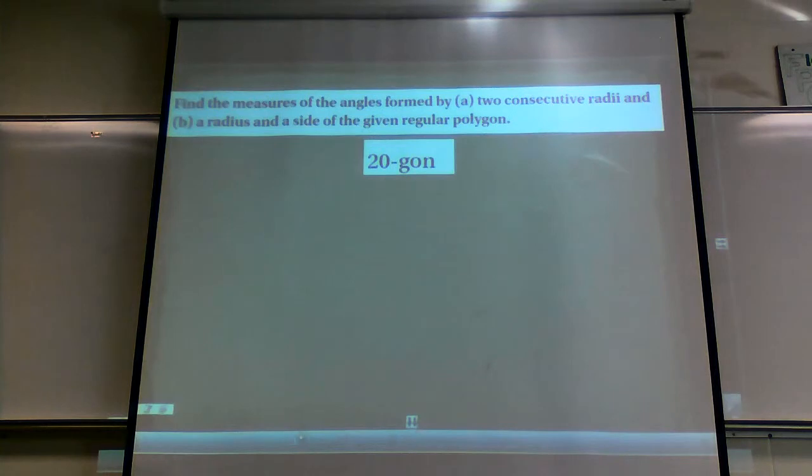So if I was doing this problem, part A would just be 360 divided by the number of sides. 20 sides. So what's 360 divided by 20? Quick. 360 divided by 20 is 18.